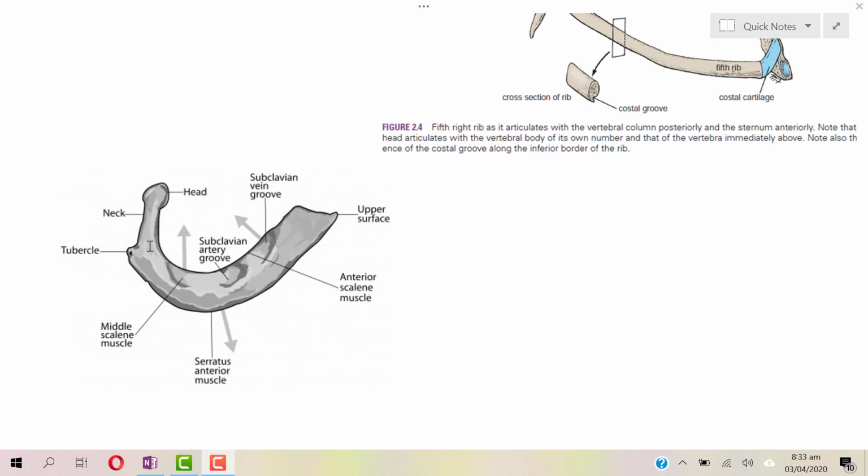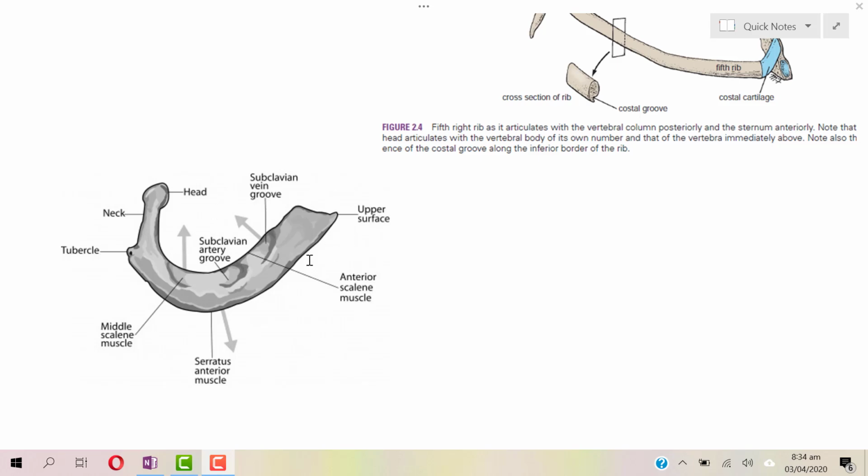Can you see this rib here? This is the shortest rib. This is the broadest also. This is the most curved also. Can you see this is the most curved rib? The shaft of the first rib is not twisted.